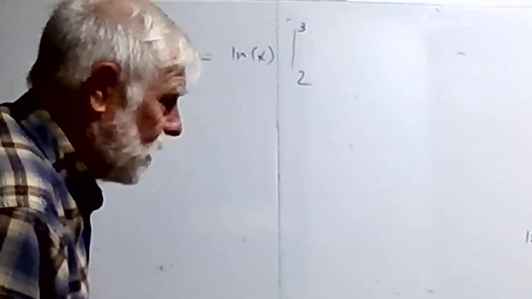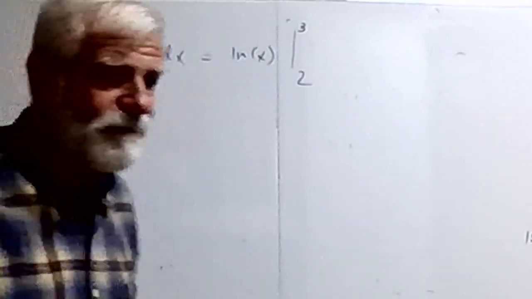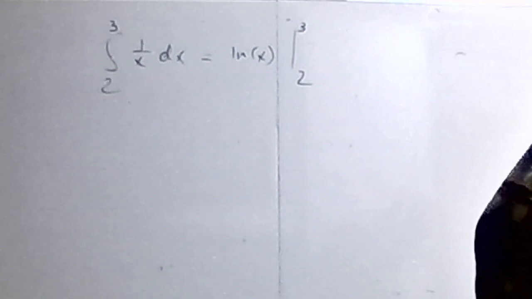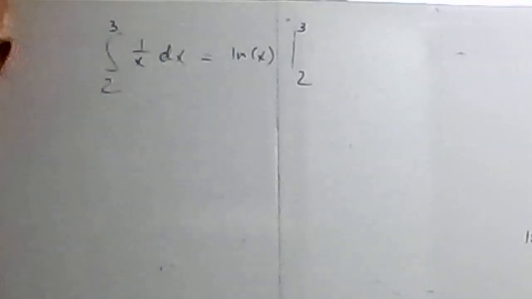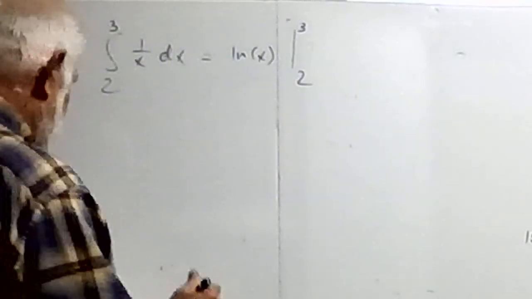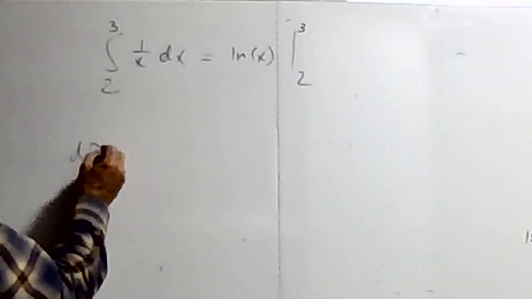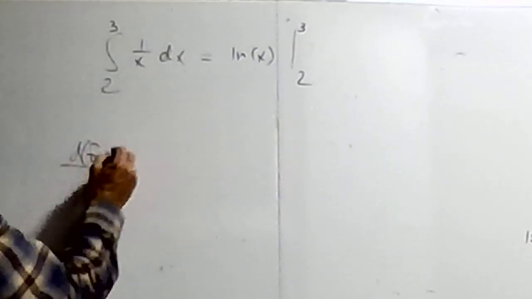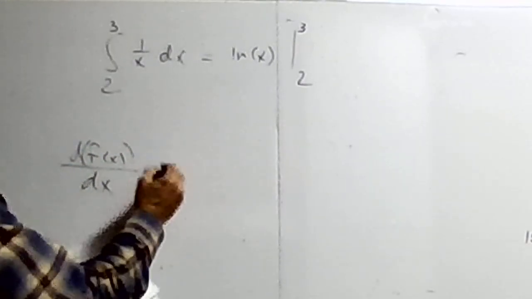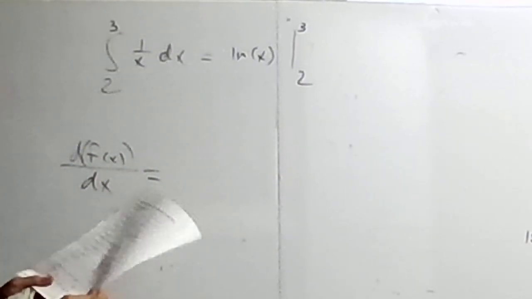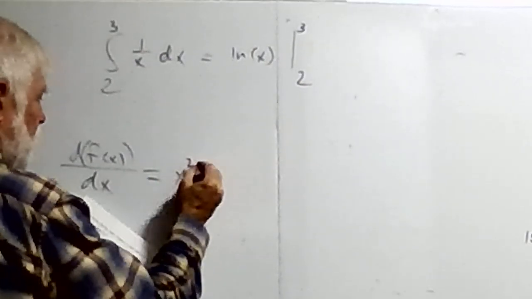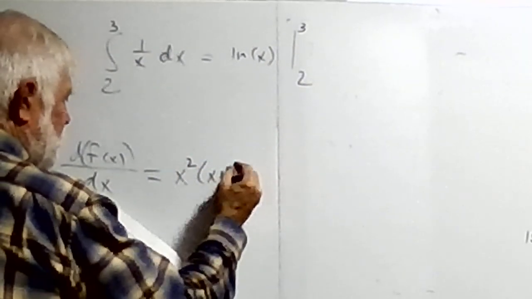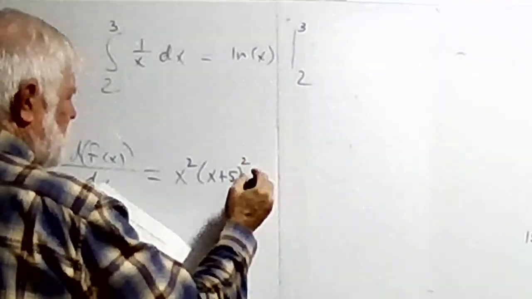All right, last 3 problems here. 17, 18, and 19. All right, without my glasses, 17. Yeah, where are my glasses? All right, I'll do it without the glasses. So I've got a function where the derivative of f of x, with respect to x, is defined to be x squared times (x plus 5) squared times (x plus 4).